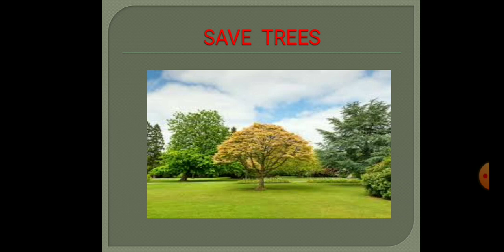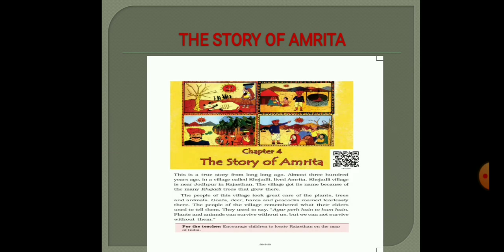The story of Amrita is a true story from long ago, almost 300 years ago. In a village called Khejadi lived Amrita. Khejadi village is near Jodhpur in Rajasthan. The village got its name because of many Khejadi trees that grew there. The people of the village had great respect and care for plants and animals.